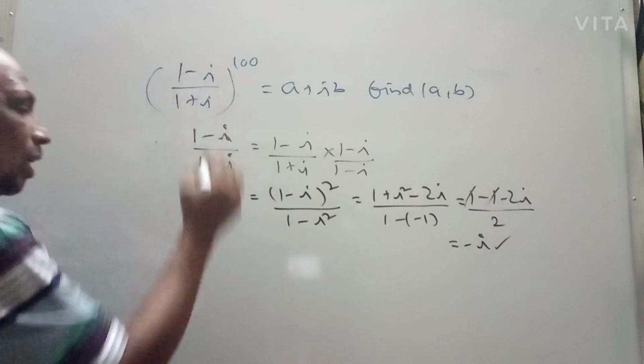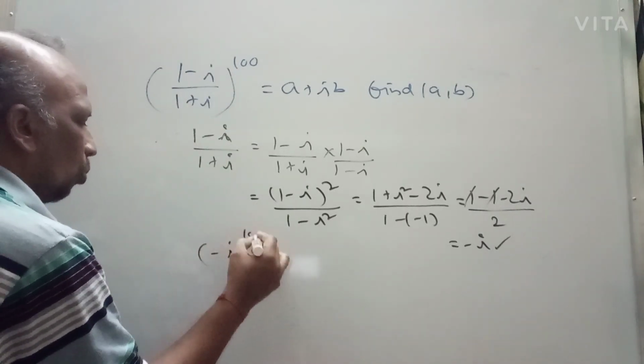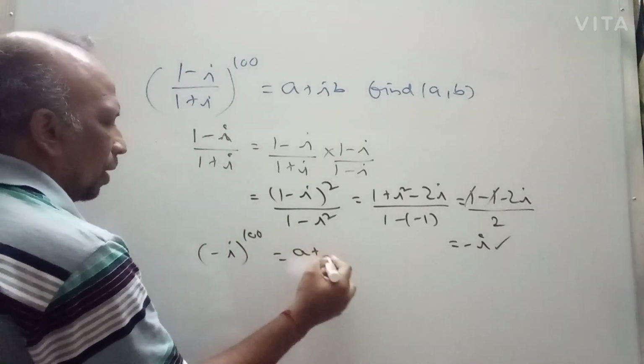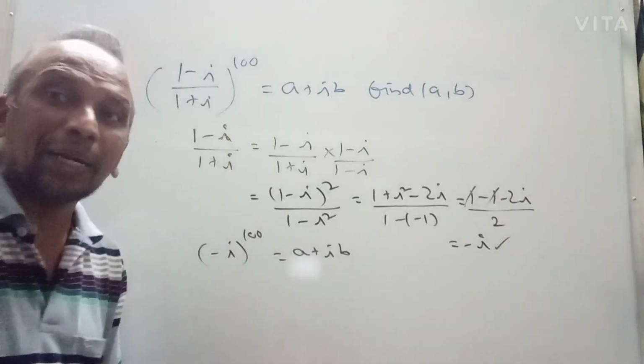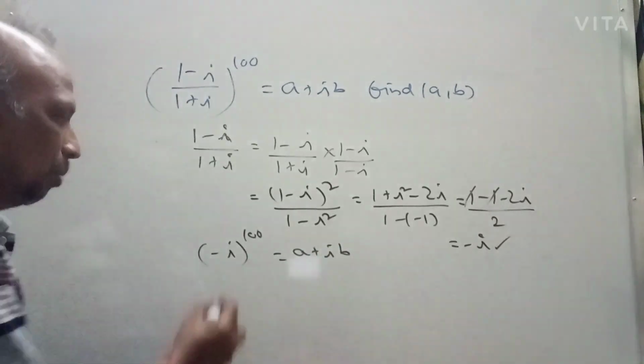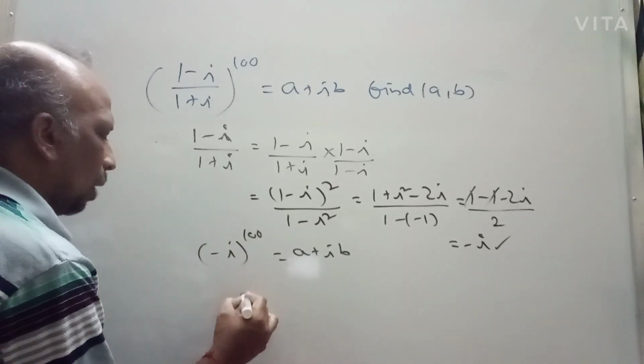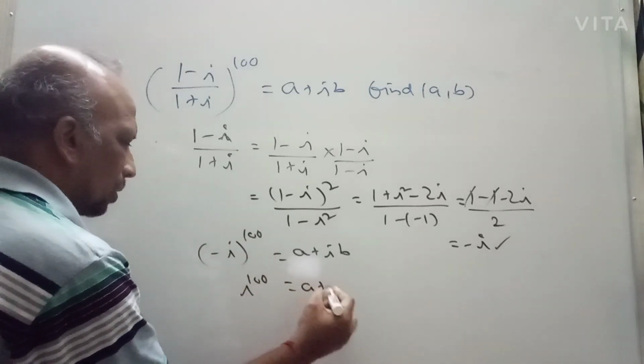But I got (minus i) whole power 100, which is equal to a plus ib. But we know that (minus i) whole power 100 is i power 100, because it is an even number. So you will get i power 100 is equal to a plus ib.